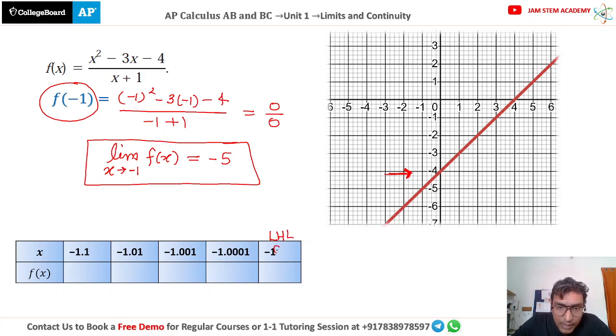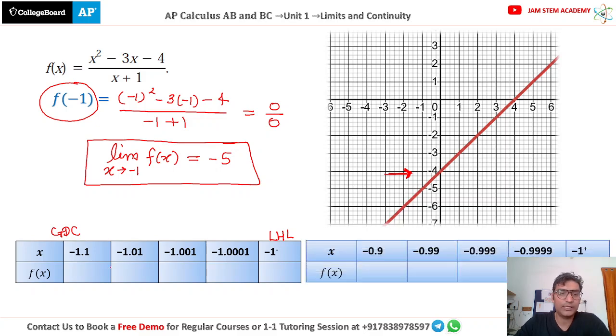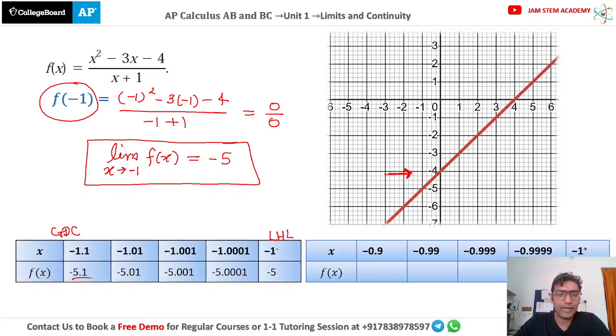This raised-to-negative symbol represents a value which is slightly less than negative 1. Okay. So f(x), you can use your GDC or spreadsheets to get these values. When you fill these values in the GDC, you will get the points as negative 5.1, negative 5.01, negative 5.001, and so on. When x is very close to negative 1, its answer is very close to negative 5.